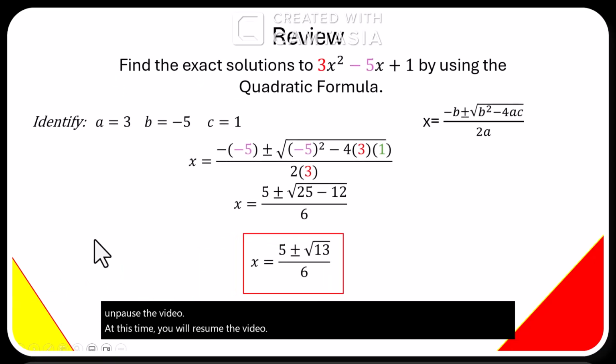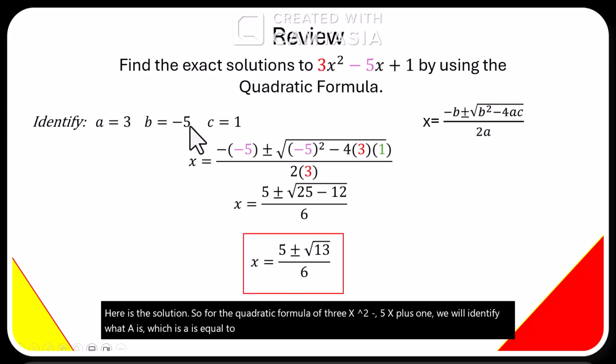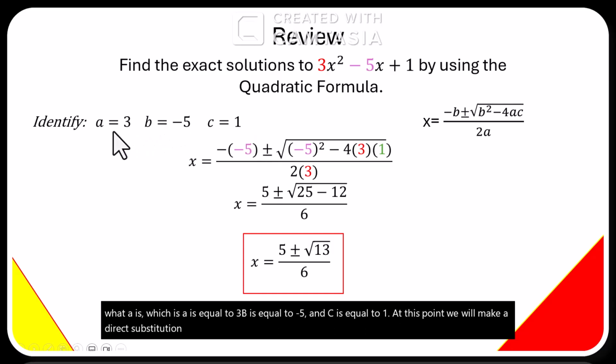Here is the solution. So for the quadratic formula of 3x squared minus 5x plus 1, we will identify what a is, which is a is equal to 3, b is equal to -5, and c is equal to 1. At this point, we will make a direct substitution between the values of each of these into the formula.